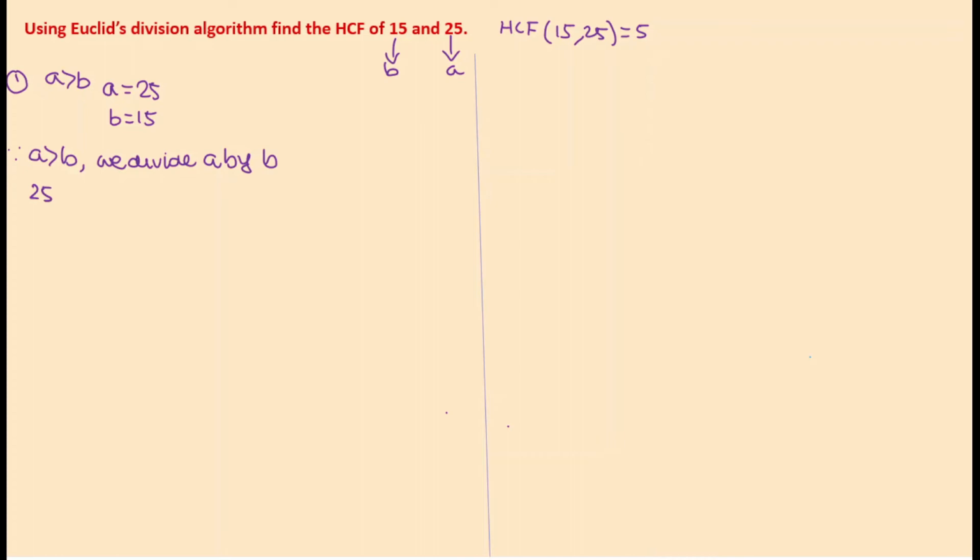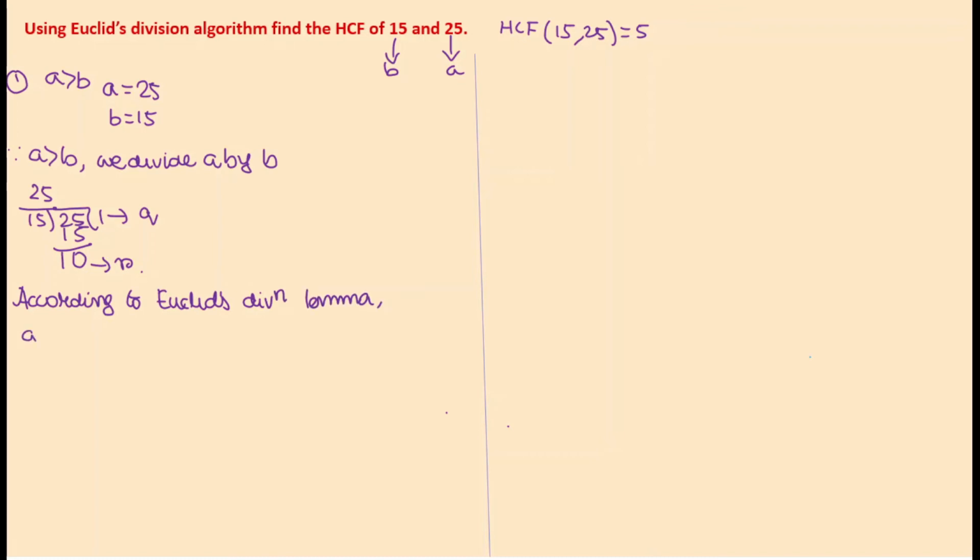So 25 by 15. We get 15 ones are 15, and we get 10 as the remainder. Here the quotient is Q and the remainder is R. According to Euclid's division lemma, we can write A equals BQ plus R, that is, B is 15, quotient is 1 and remainder is 10.